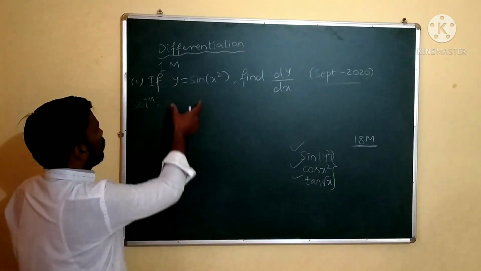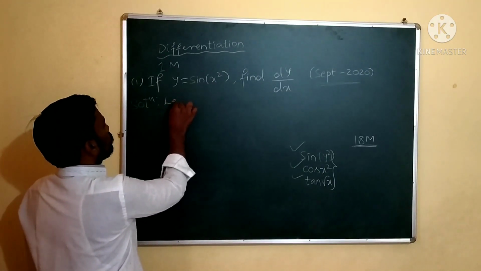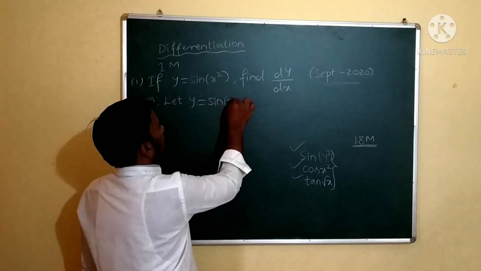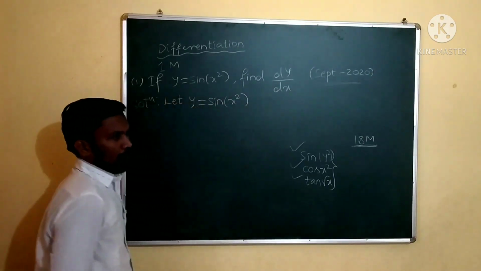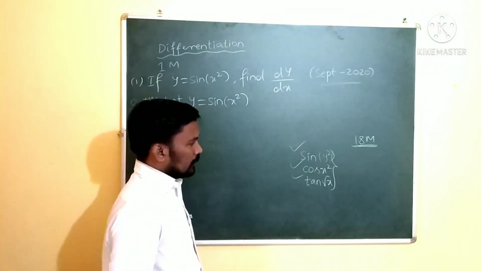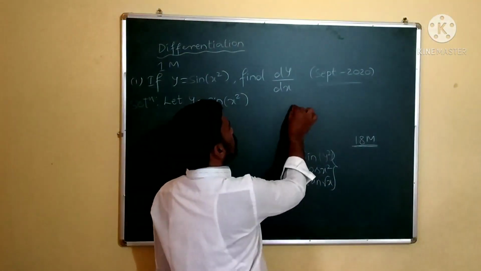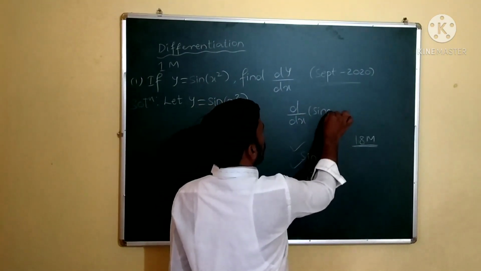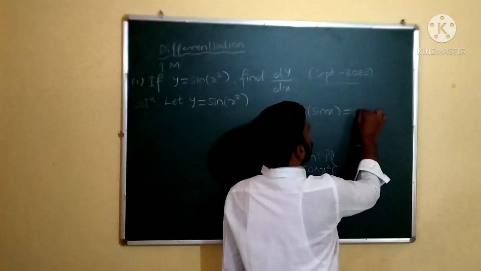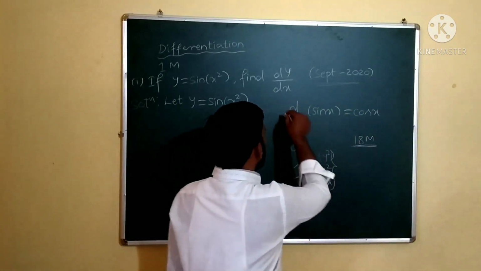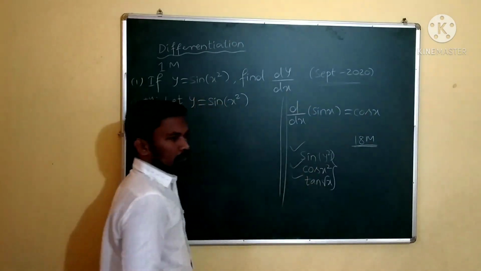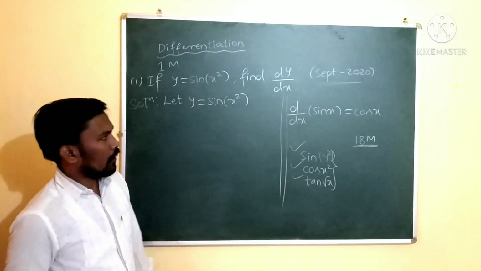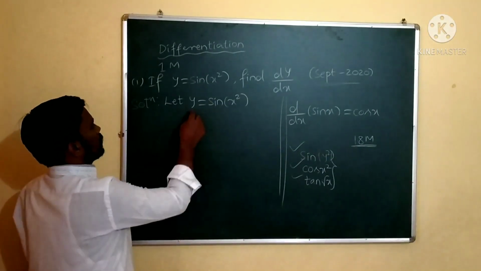Let us take the given function. Let y is equal to sine of x square. Here you know the derivative of sine x. The derivative of sine x is cos x. Apply the same rule: for the time being, treat this x square as simply x, and use that formula. Derivative of sin x is cos x.